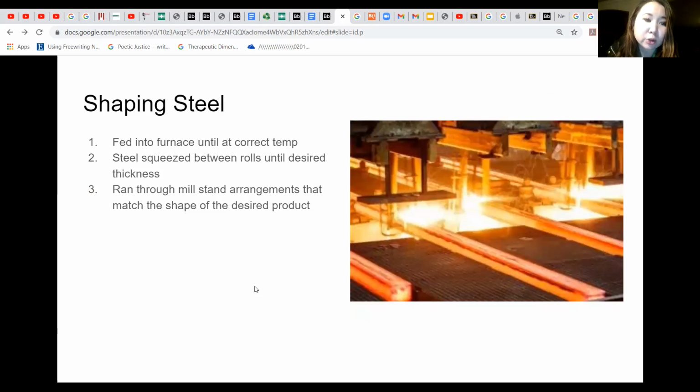Then the steel is shaped. So the steel is fed into a furnace until it is at a correct temperature. So often it goes through a set of different furnaces that are set at different temperatures until it reaches that desired amount. The steel is then squeezed between rolls until it has the desired thickness. And then it is run through mill stand arrangements that match the shape of the desired product. So there's a bunch of different types of mill stand arrangements. So they can do beams, rollers, different things like that.